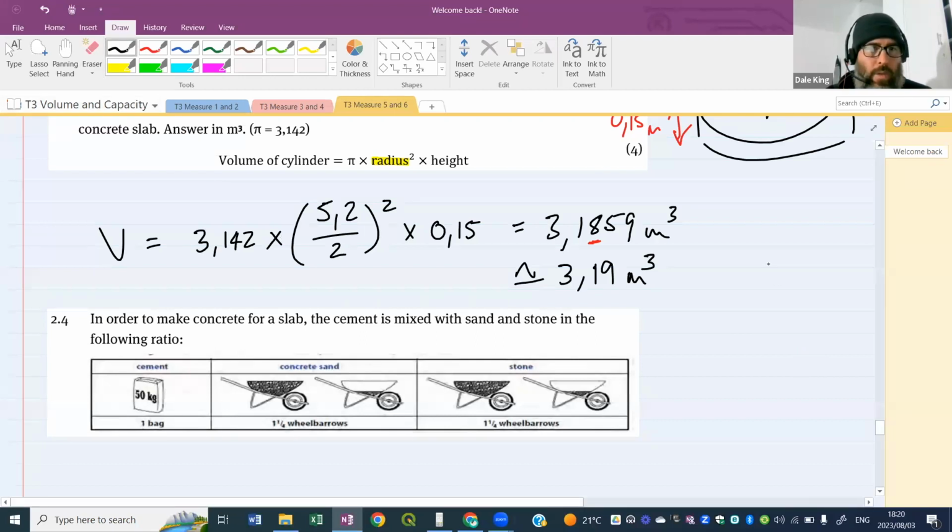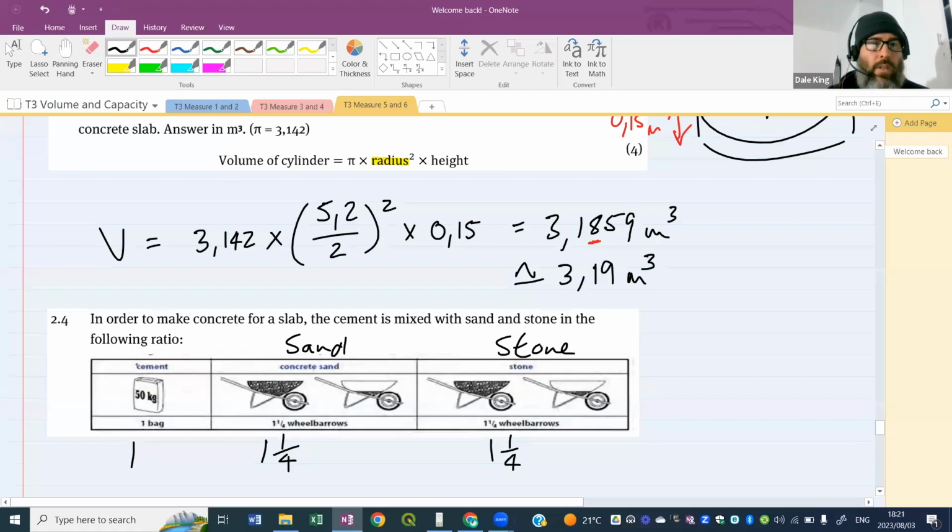All right, so 2.4. In order to make concrete for a slab, the cement is mixed with sand and stone. We know that. That's easy. So there we have a diagram. We've got cement, a 50 kg bag of cement, one bag. Then we've got a wheelbarrow, and it says 1 1/4 wheelbarrows of sand. And the stone on the right, there's a wheelbarrow on the right here. It's also 1 1/4 wheelbarrows of stone. So I'll put here sand, stone.